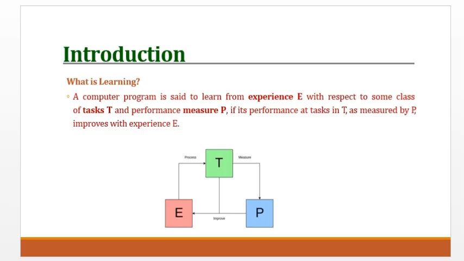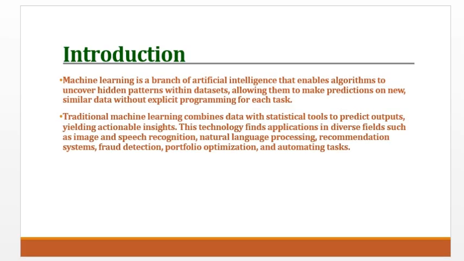Moving on to machine learning. Machine learning is the branch of AI that enables algorithms to uncover hidden patterns within data sets, which allows them to make predictions on either similar data or new ones without explicit programming for each task. Traditionally, machine learning combines data with statistical tools to predict outputs that yield actionable insights.